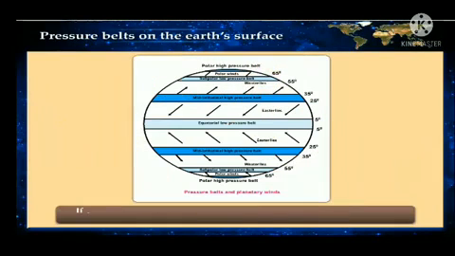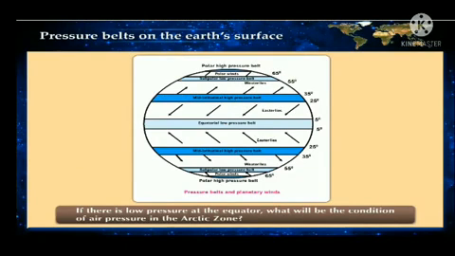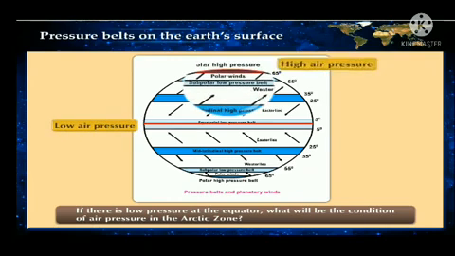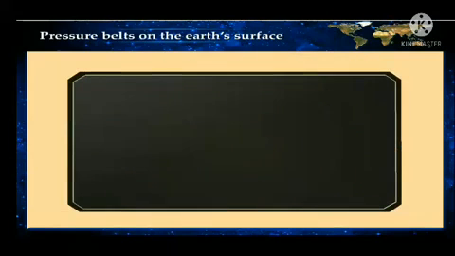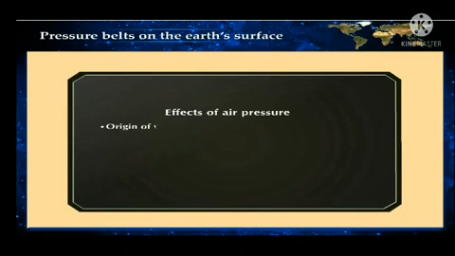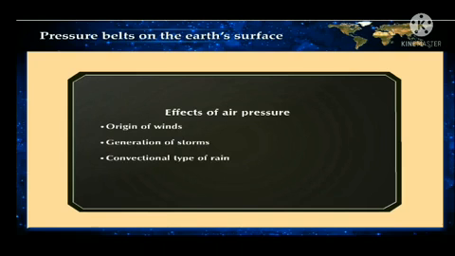Use your brain power. If there is low pressure at the equator, what will be the condition of air pressure in the Arctic zone? If there is low pressure at the equator, air pressure in the Arctic zone will be high. Thus, the effects of air pressure can be as follows: origin of winds, generation of storms, convectional type of rain.